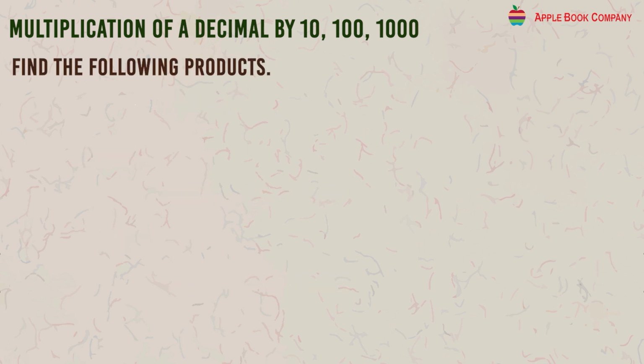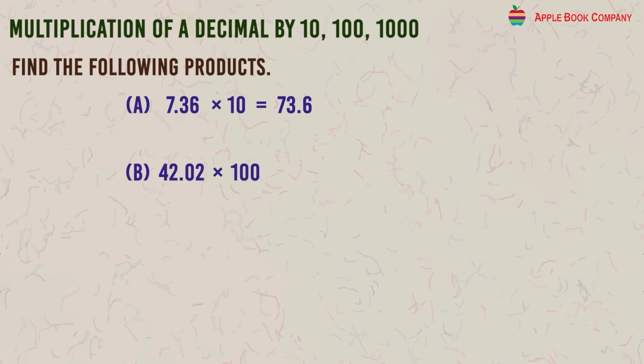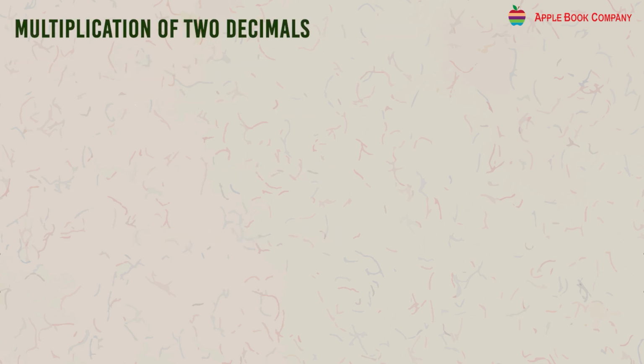Find the following products. A: 7.36 into 10 is equal to 73.6. B: 42.02 into 100 is equal to 4202. C: 11.3 into 1000 is equal to 11300.